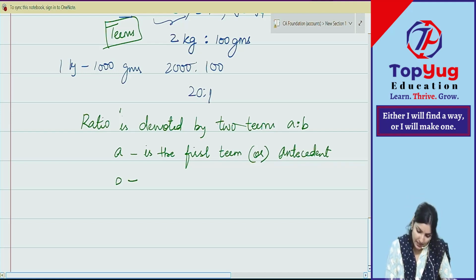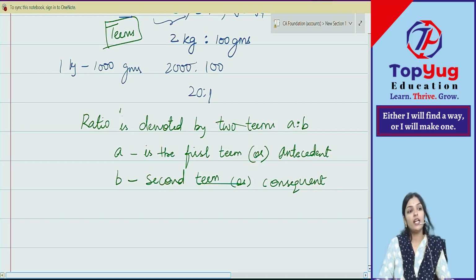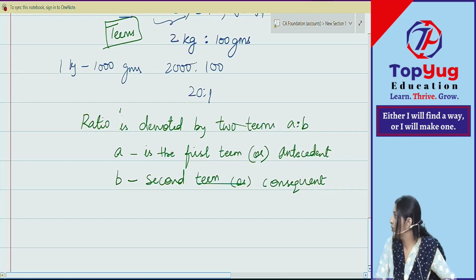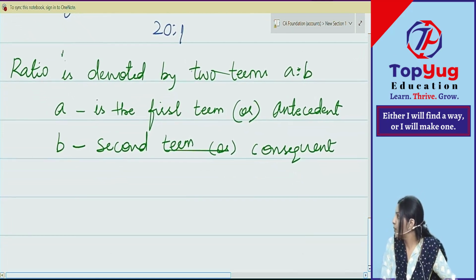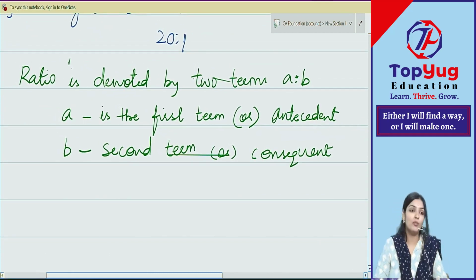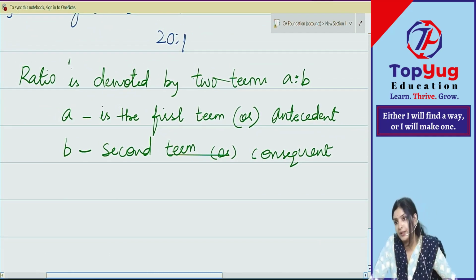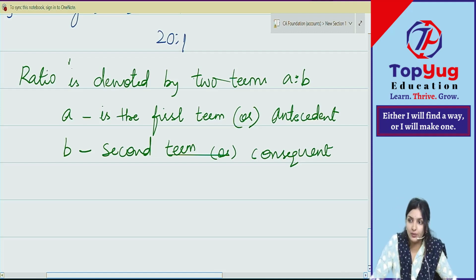B is known as the second term or consequent. A is known as the first term or antecedent. B is known as the second term or consequent. Am I clear till here? Sure?